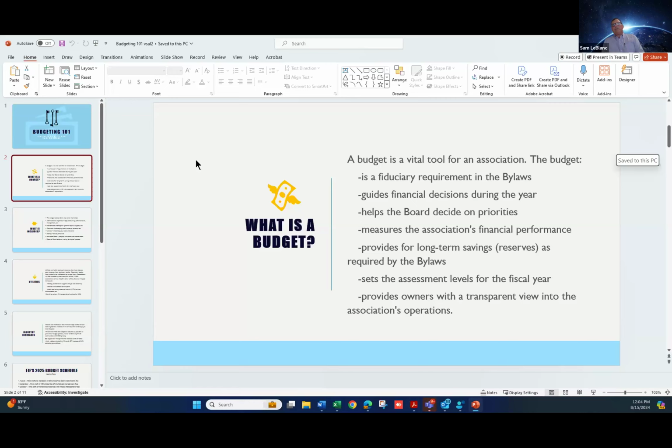It helps you measure the association's financial performance during the year, and provides for long-term savings, also known as reserves, which is also required by your bylaws. So again, the budget helps fulfill your fiduciary responsibility to be setting aside reserves for your association for the long term. It sets the assessment levels for the upcoming fiscal year and also gives owners a nice transparent view into the association's operations. If owners want to take the time to review the budget of the association, they can see where you're spending your money.